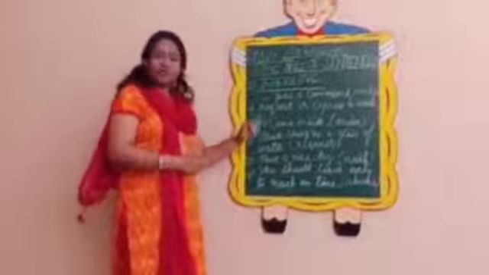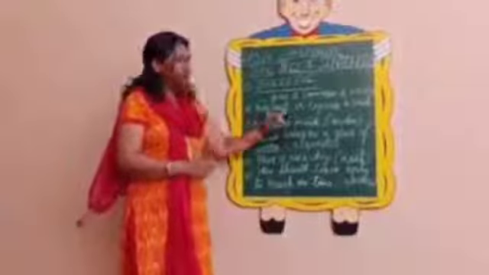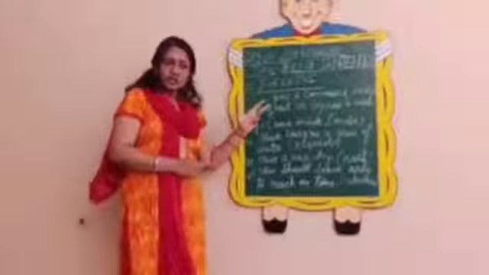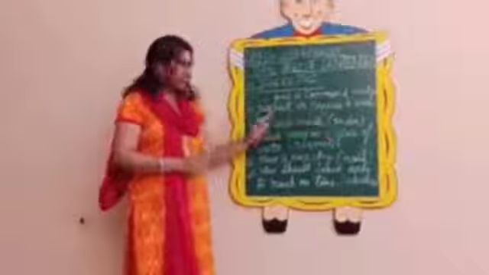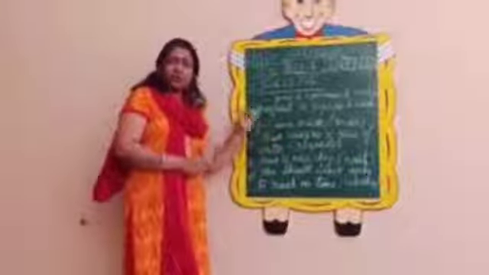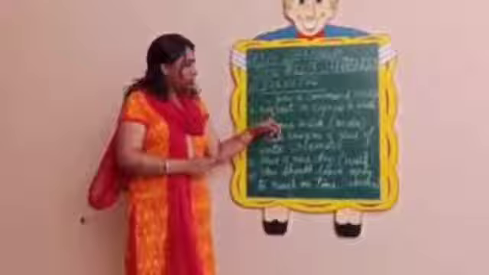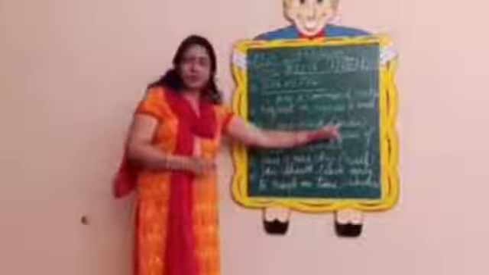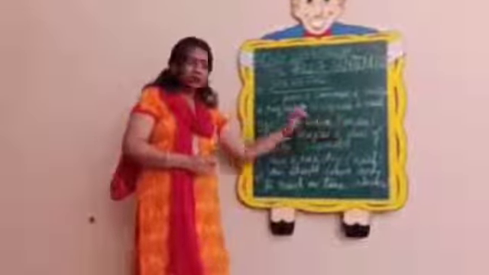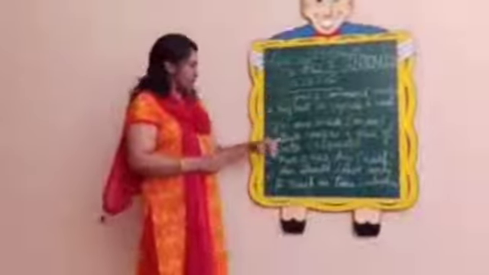For example, just see the first sentence: come inside. What is it? The teacher is ordering a student to come inside. Maybe we usually use this sentence in the class: go out, come inside. So what is this? An order is being given. So it is an imperative sentence.